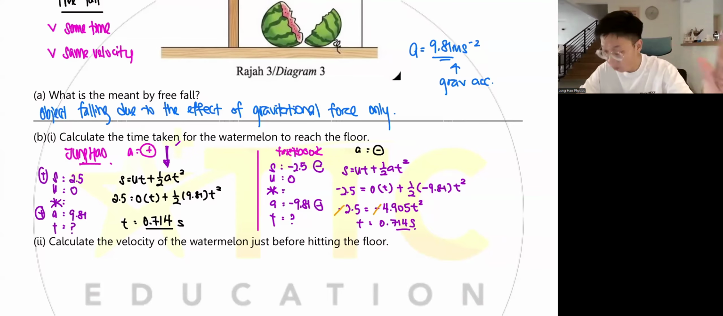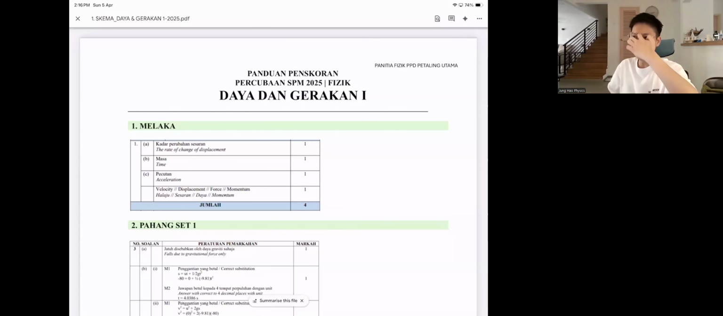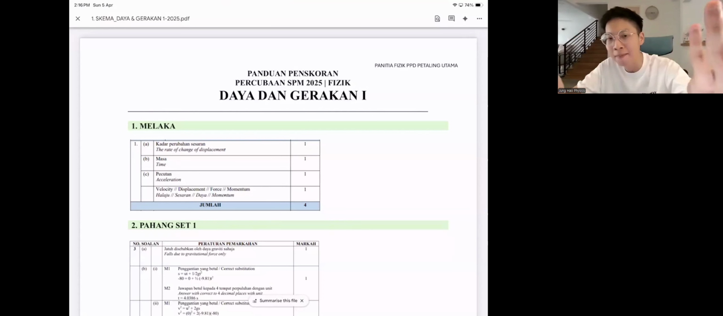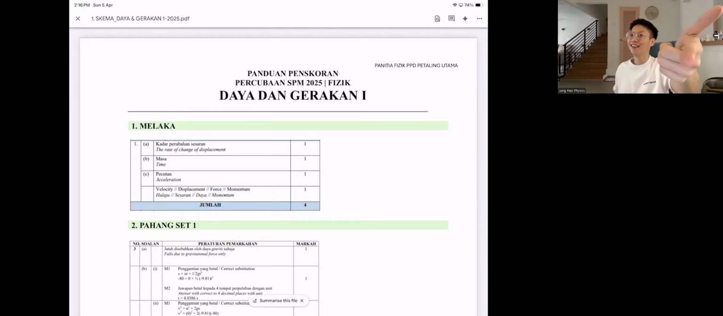Now we look at what is acceptable in the answer scheme, guys. So do you believe your school teacher, or your school's scheme? Who do you think has the final say? Who do you think is the boss? The scheme, the school teacher, or JUNGHAO? In my opinion, I think the scheme. Correct or not? Correct or not?